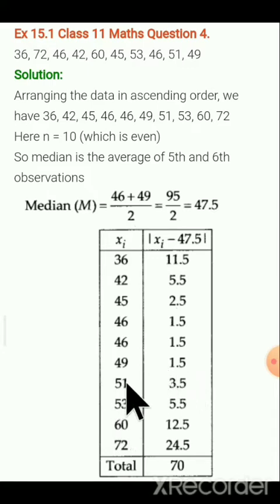1.5. 51 minus 47.5 equal to 3.5. 53 minus 47.5 equal to 5.5. 60 minus 47.5 equal to 12.5. 72 minus 47.5 equal to 24.5. So next take the sum of all these observations, that equal to 70.